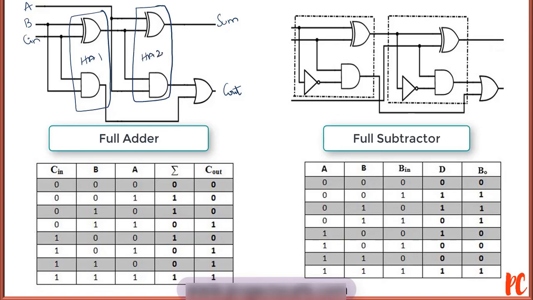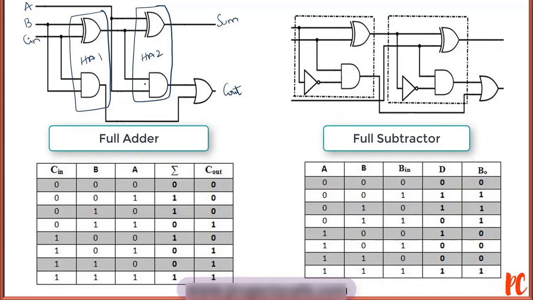HA2. So a full adder is designed with the help of an OR gate combination of two half adders. The first half adder will be used to add A and B to produce a partial sum. The second half adder logic can be used to add C in to the sum produced by the first half adder to get the final sum output.